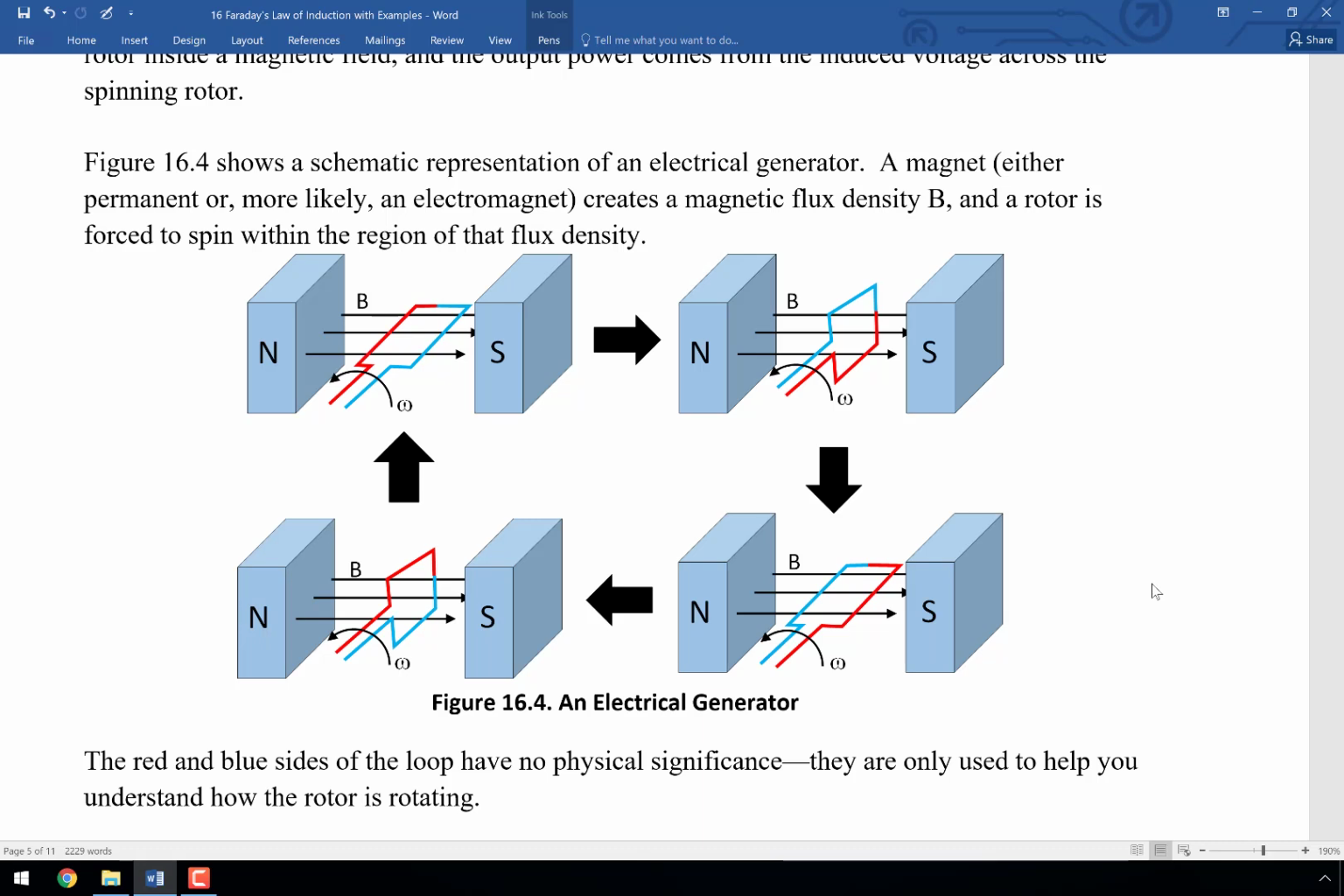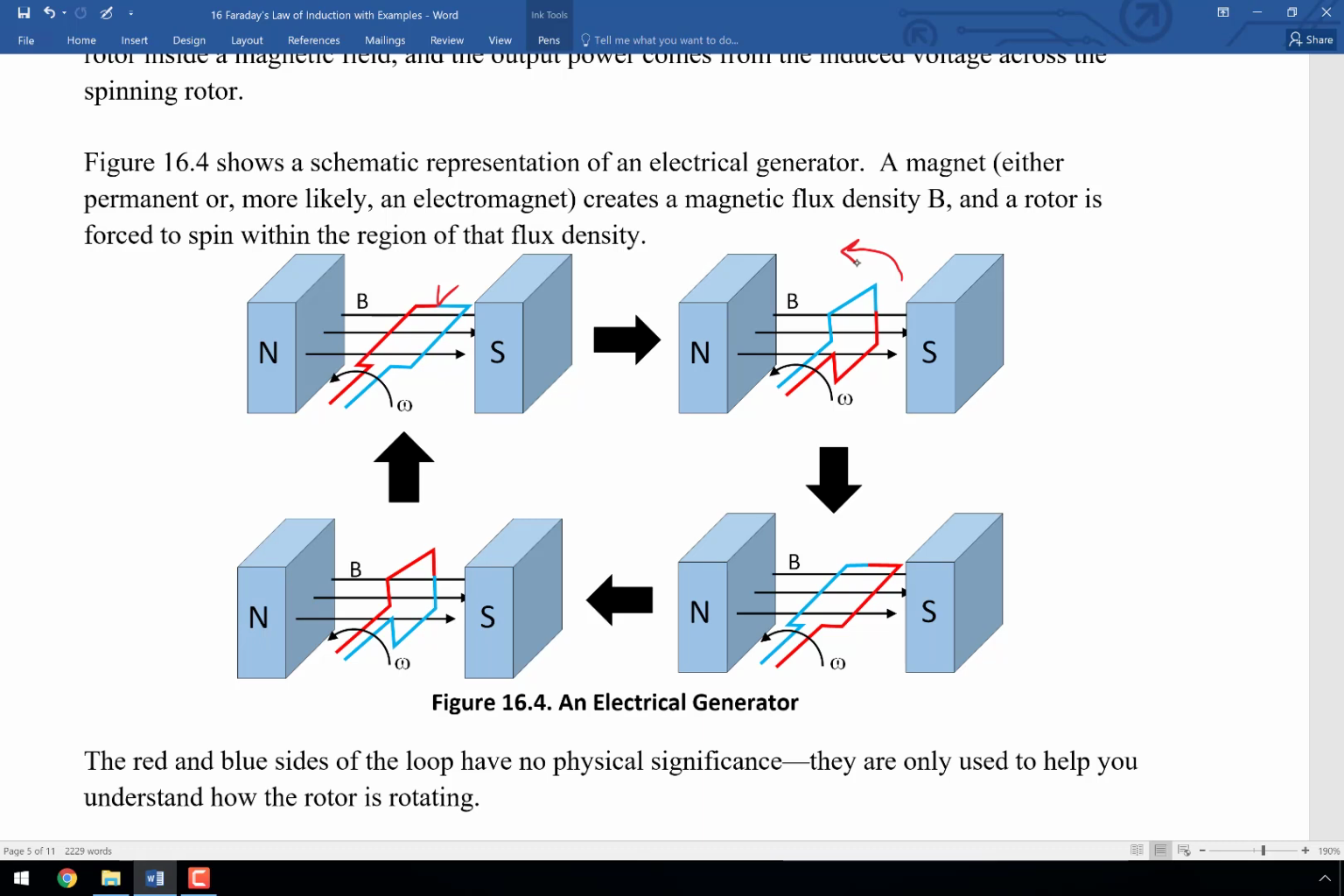Now, I'm trying to show you here the cycle, just so you have a picture of what's happening here. I have a loop of wire. The red and the blue side have no physical significance, but I'm just trying to show which direction the loop is rotating. So we start out with it being horizontal, and then we're going to move over here to the right, and it has spun in this direction. So the blue that used to be to the right is now up, and the red that used to be to the left is now down.